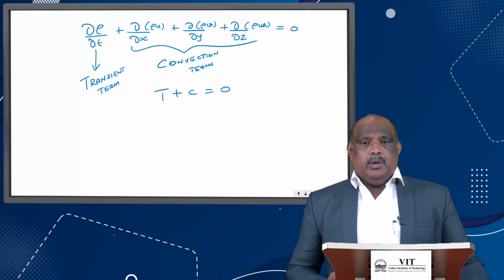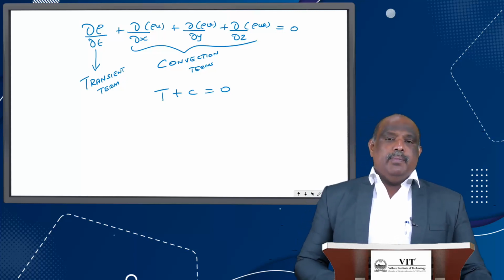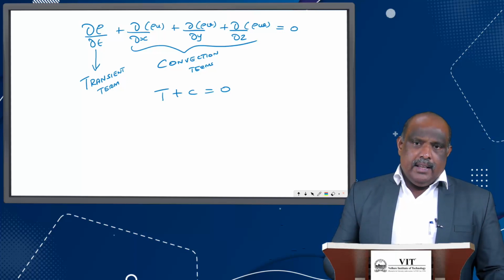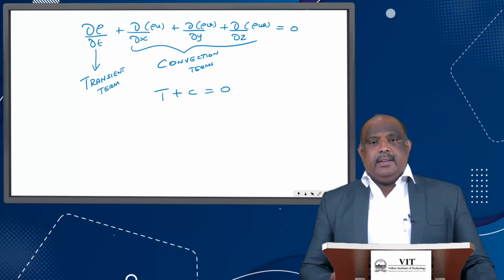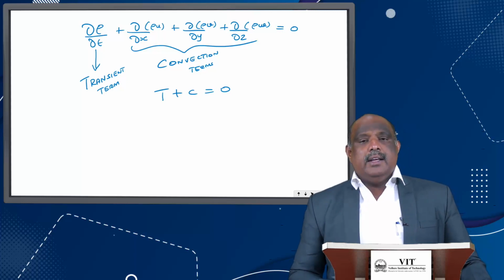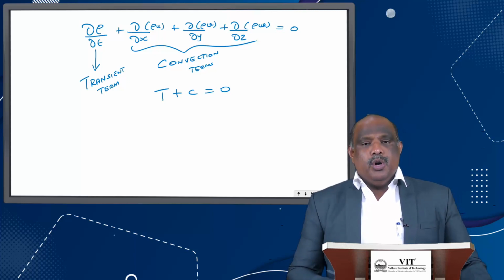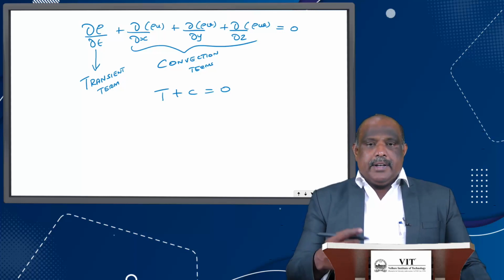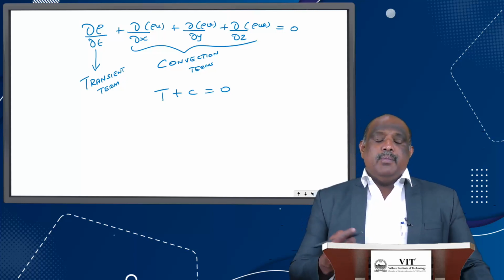So I hope you could understand that any transport equation is of the form T plus C equal to D plus S. All the terms need not be there. It can be of this general form. You can put it into any form, where here D and S are set to 0 for this continuity equation. Let me try to write the V momentum equation.